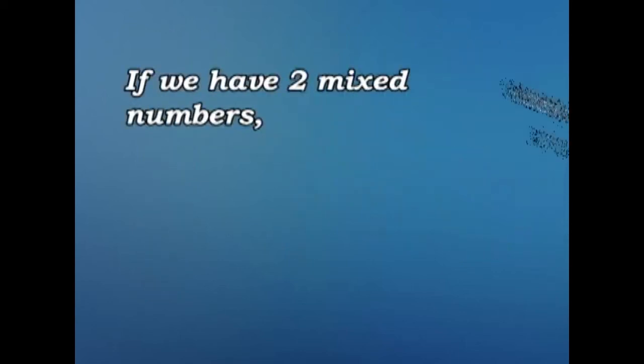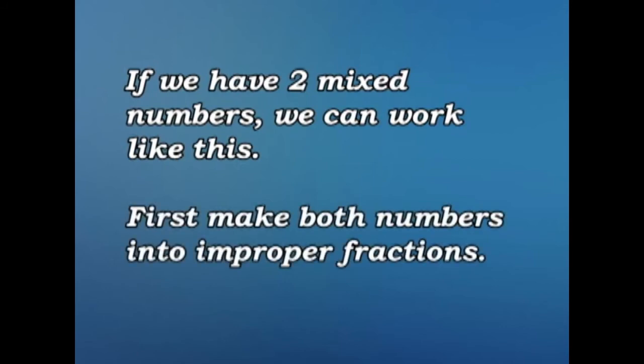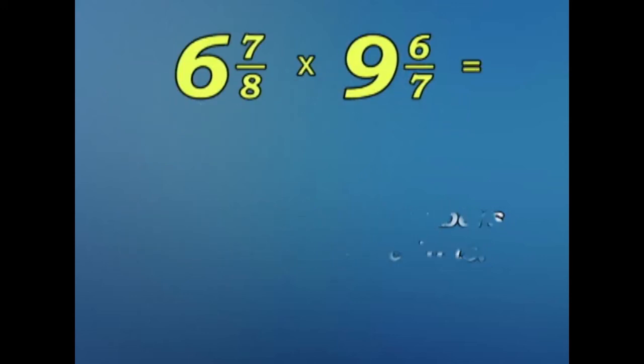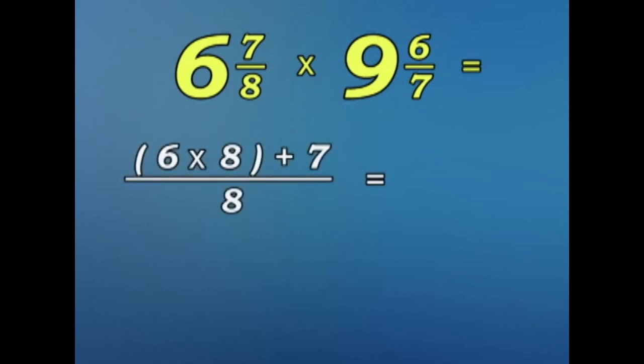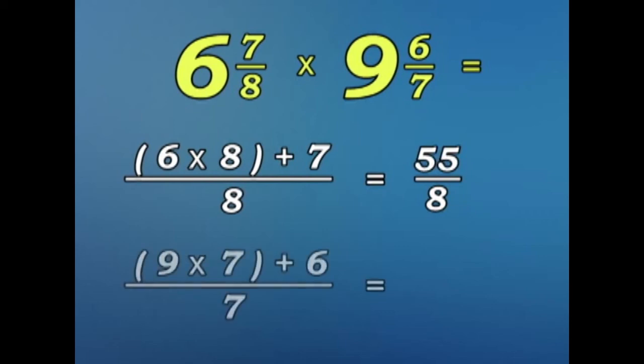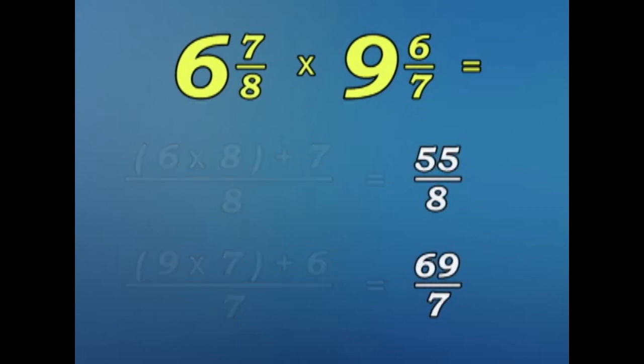Now the other way is, if we have two mixed numbers, we can work like this. First of all, make both numbers into improper fractions. 6 7/8 times 9 6/7. 6 7/8 becomes 55/8. 9 6/7 becomes 69/7.